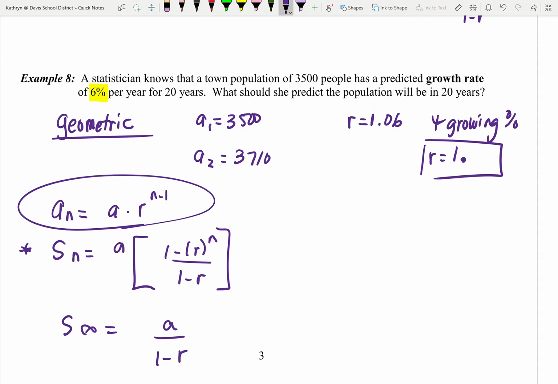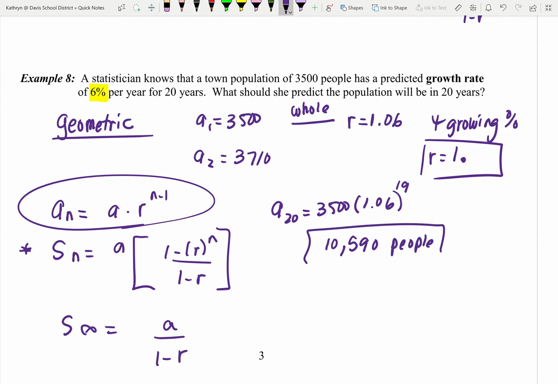Okay. So A sub 20 is the first term, which is 3,500, parenthesis, 1.06 raised to the 20 minus 1, which is 19. So everybody go 3,500, parenthesis, 1.06, close it off, raise it to the 19th, hit enter, and we're going to round it to the nearest whole person, which is 10,590, and you have to write the word people, and we're done.